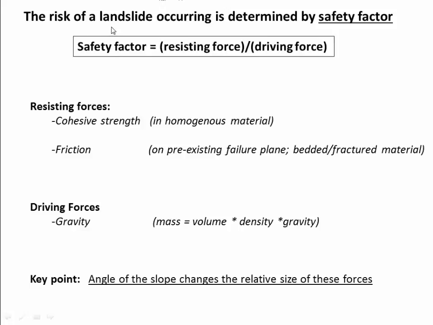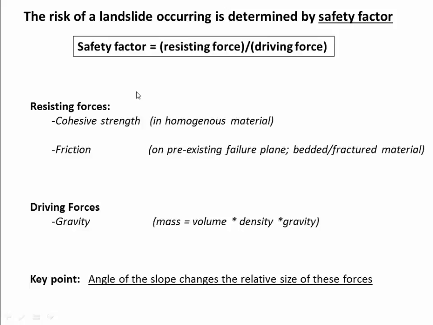The risk of landslide failure is determined by what's called the safety factor. We can think of the safety factor as adding up all the resisting forces and dividing them by the driving forces. So if there are a lot of resisting forces, the safety factor is really high, and it means the slope is not very likely to fail. But if we reduce these resisting forces, then the safety factor drops. Or if we increase the driving forces, the safety factor also drops. And as the safety factor gets lower, we get more and more likely to actually have a landslide failure on a slope.